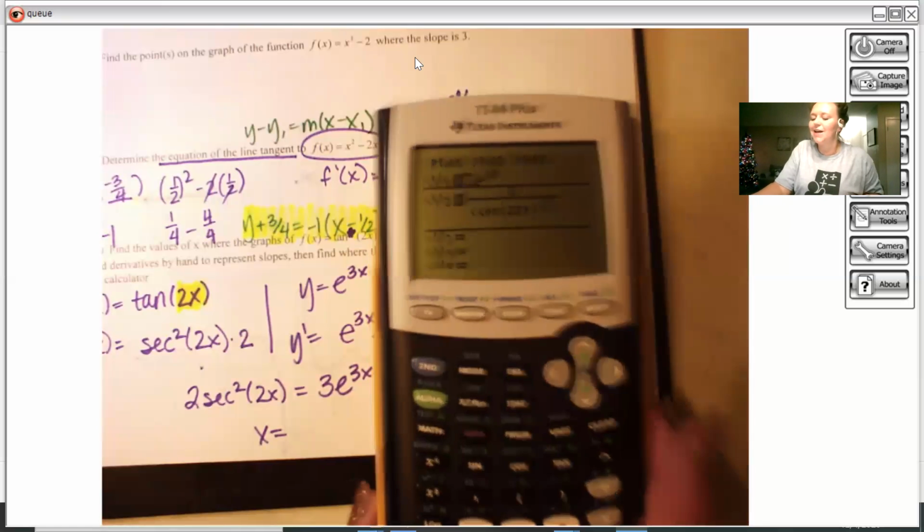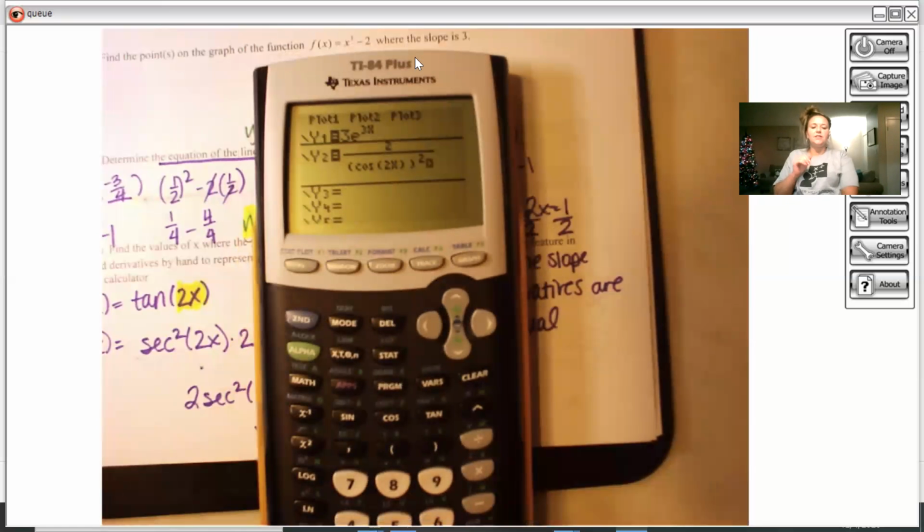So just kind of take a second, look at how that looks. So it's 2 over secant 2x. So I have 2 over cosine 2x squared, which is the same as 2 secant squared 2x. Okay? And then from there, if I want to know where those are equal, I'm just going to graph and then look for where they intersect each other.